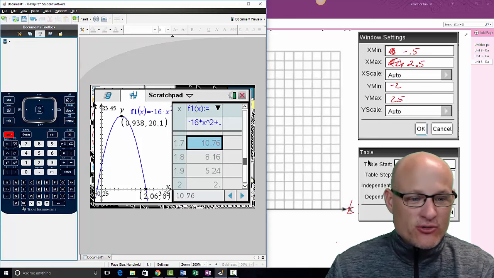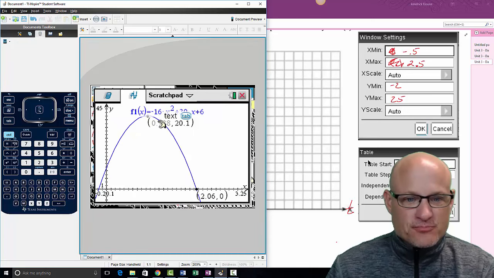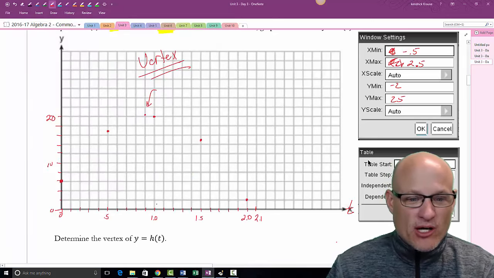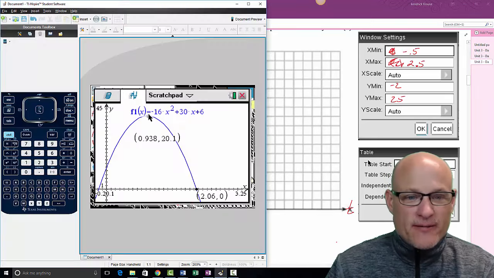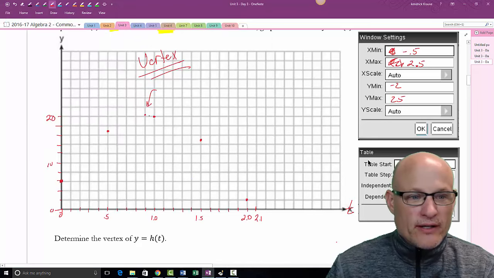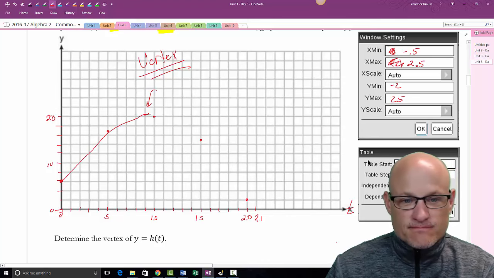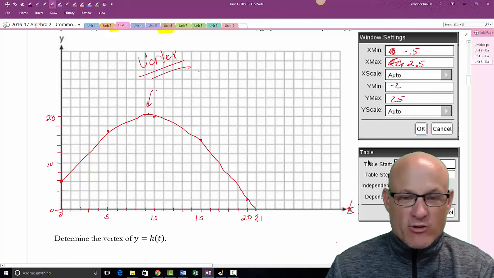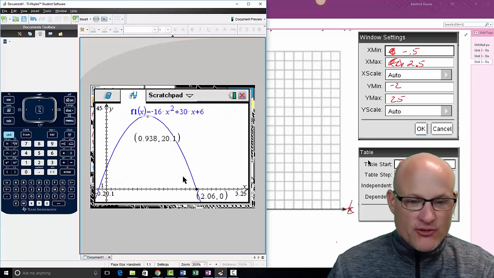So hit Control T, let's get rid of that. Oh, I already did find that vertex, right? It was at 0.938 and 20.1. 20.1 would be right about there. So just to understand, it should be around there somewhere. And down. Okay, there we go.